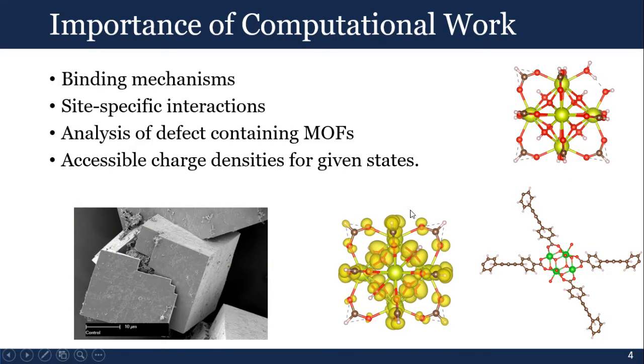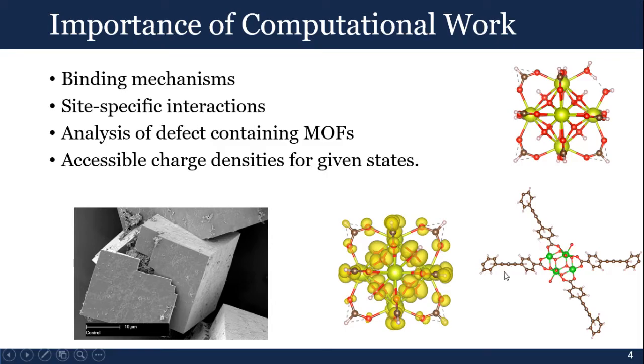So the importance of this computational work, broadly speaking at least, is that it gives us an atomic view of what's going on. Here you see an SEM image of a MOF, and you're just not going to be able to get the resolution that you can get by employing these computational methods. So they're generally pretty good to complement some experimental work and maybe make suggestions for small changes that could be made.